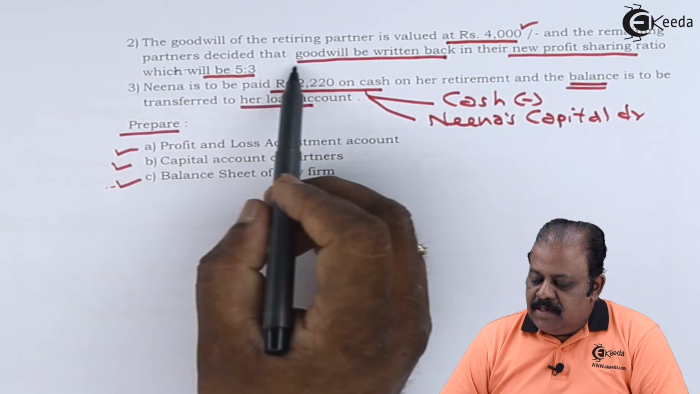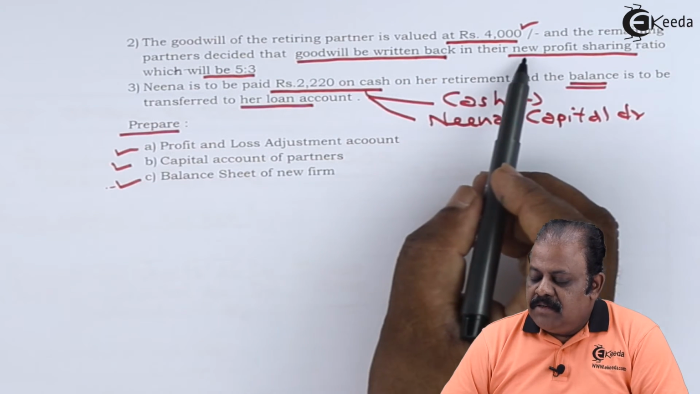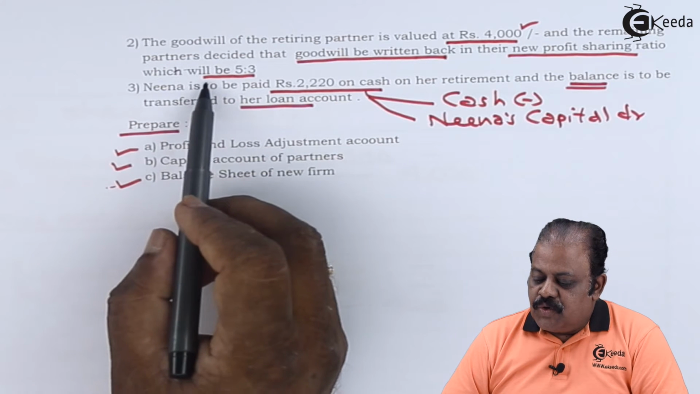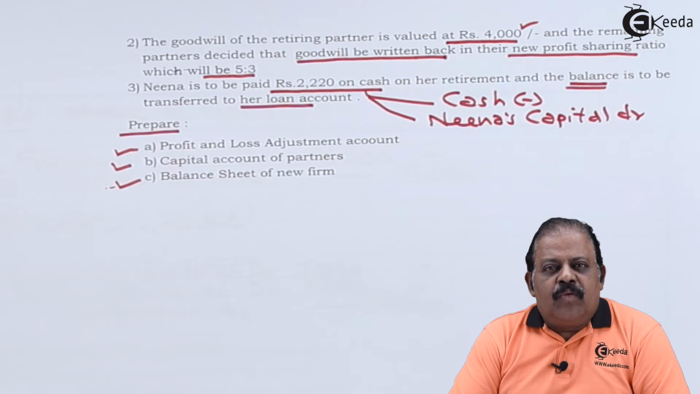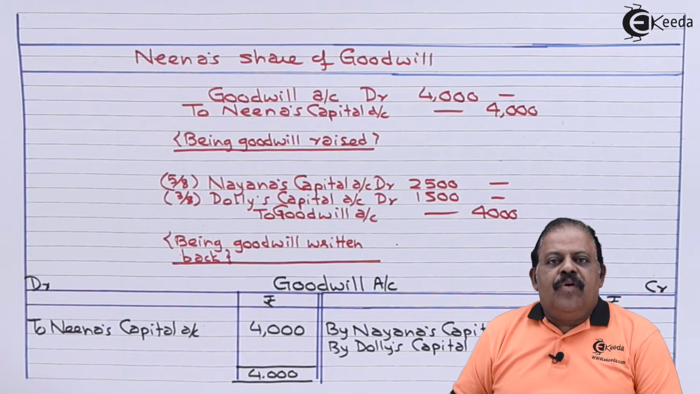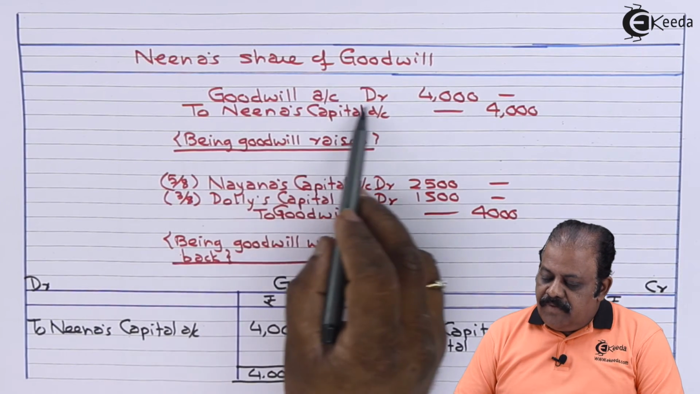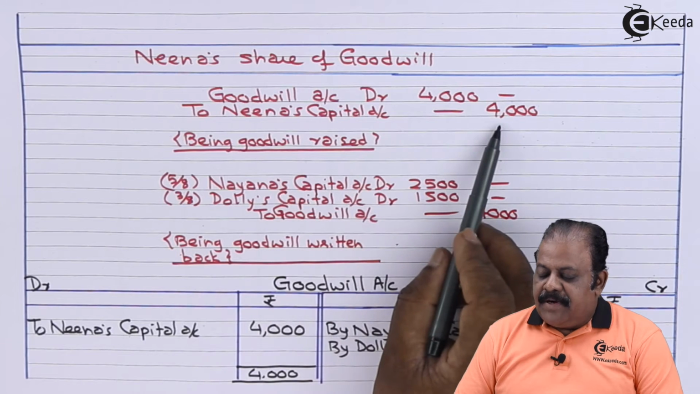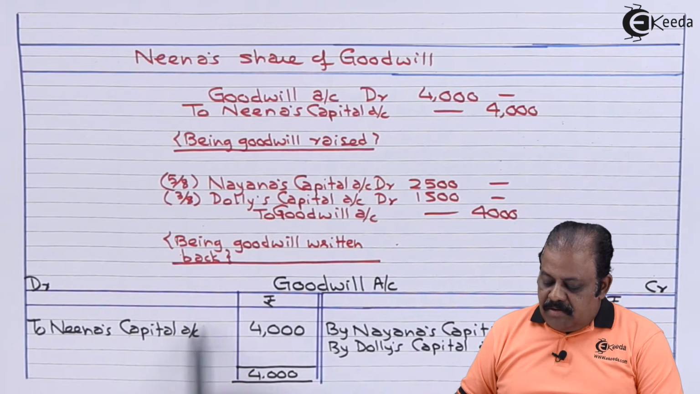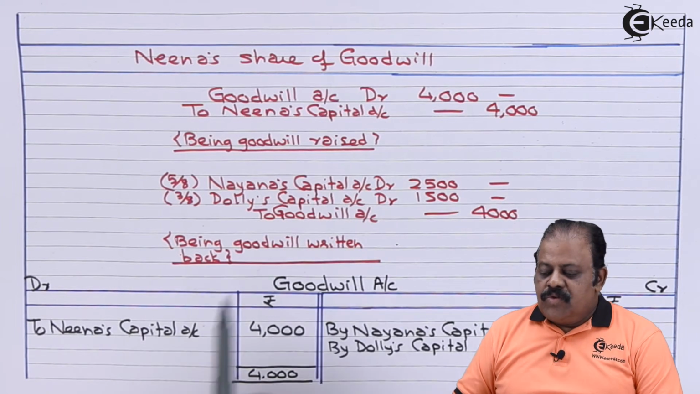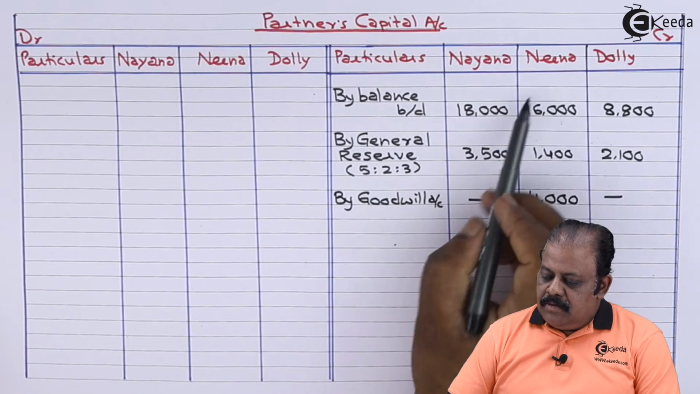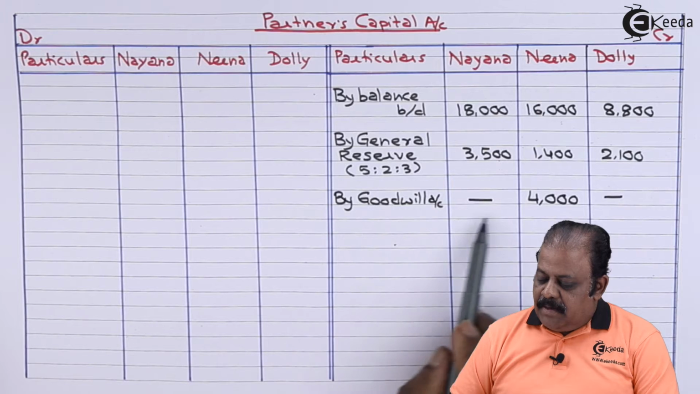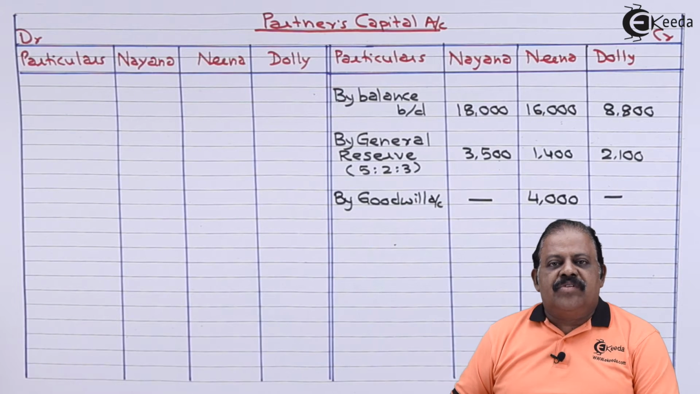Goodwill of the retiring partner is valued at 4,000. And the remaining partners decided that goodwill be written back in the new profit sharing ratio, which will be 5:3. We have already done the working note for this. For raising goodwill, goodwill account debit to Nina's capital account. So it will be credited 4,000 to Nina's capital. Nina's capital account credit by goodwill 4,000.